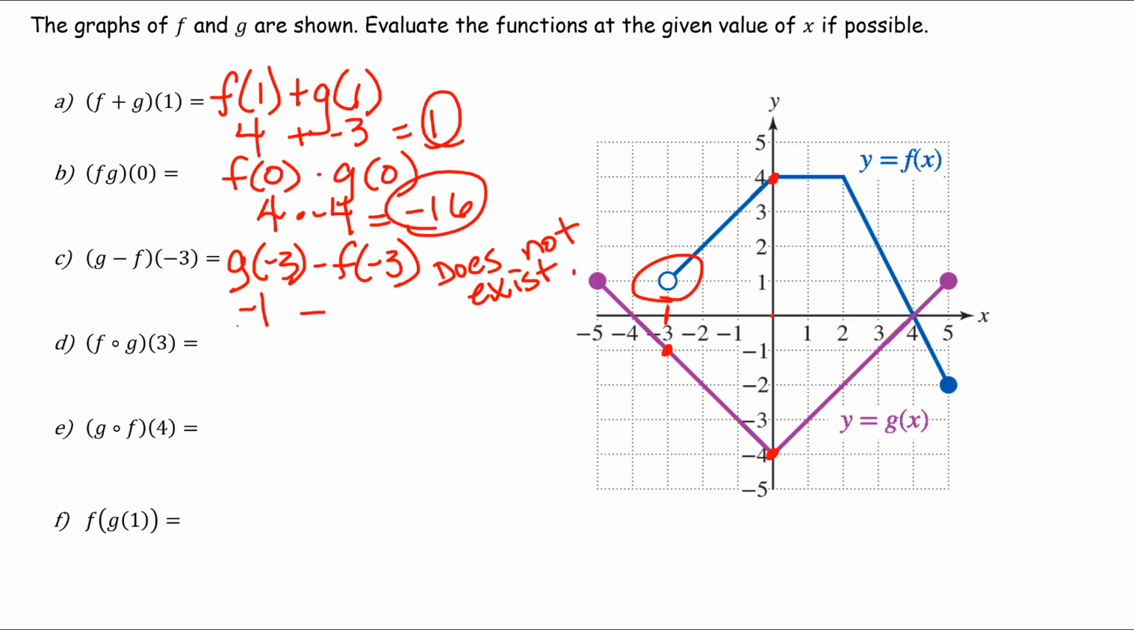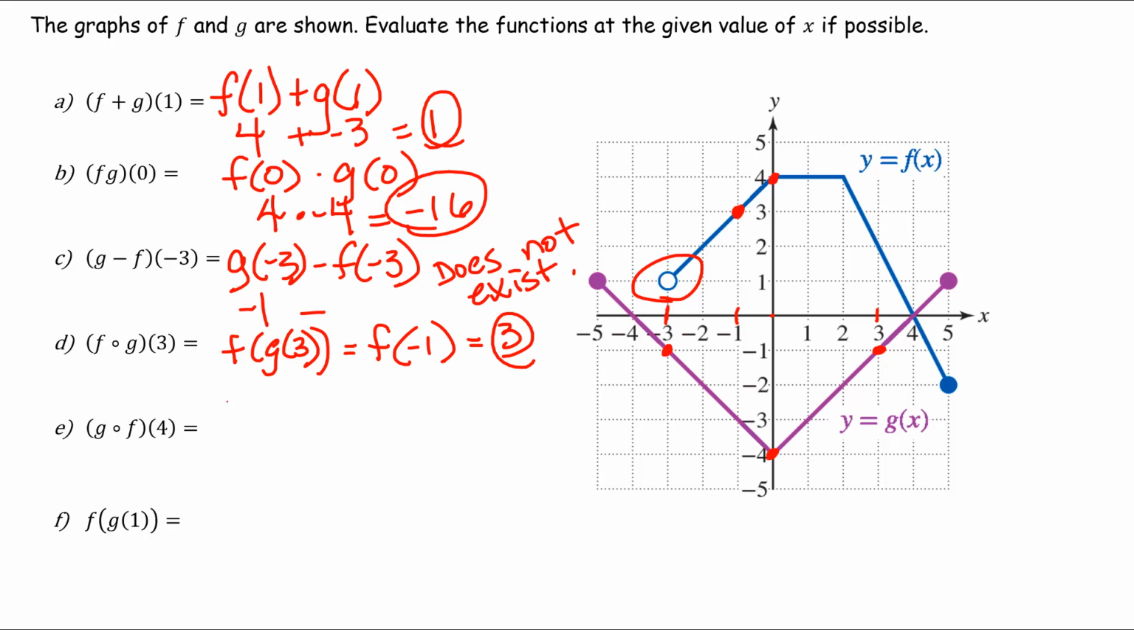All right, so f of g of 3. If you look at g of 3, you got to start with the stuff in the parentheses and figure out what that is. So when x is 3, you go down to the purple function, and you can see that g has a value of -1. So we are putting into the f function the value -1. Now we just have to look at what happens at -1. When x is -1, the value of the f function is 3. So that would be the value here, 3.